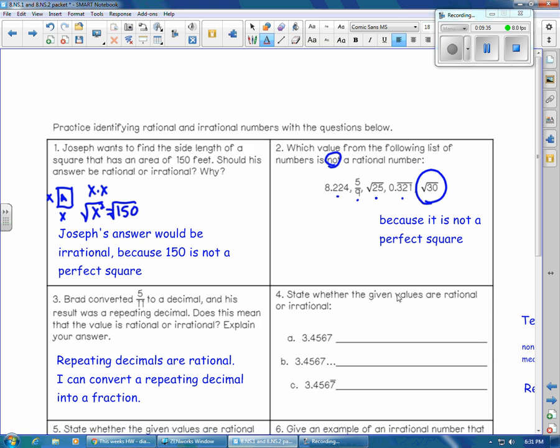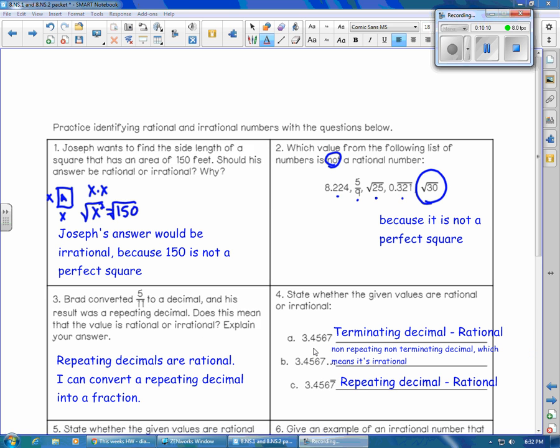Number 4, state whether the given values are rational or irrational. This is very similar to some of the problems that were on our other page. So what I would like you to do is pause the video, go ahead and determine whether you think each of these 3 different representations of decimals are going to be rational or irrational. Remember, the ellipsis on part B means that whatever pattern is there is going to continue, and it implies that it continues forever. So again, quick pause, and then come back to check your work.